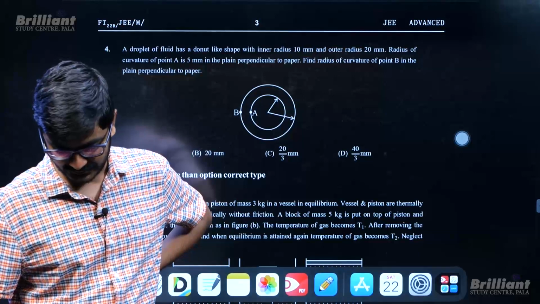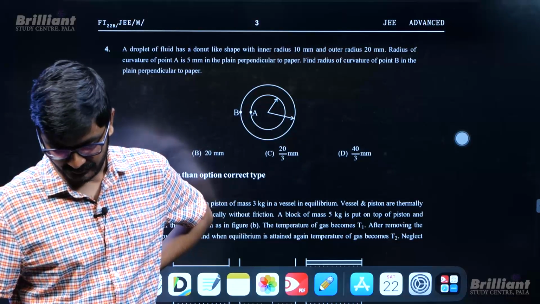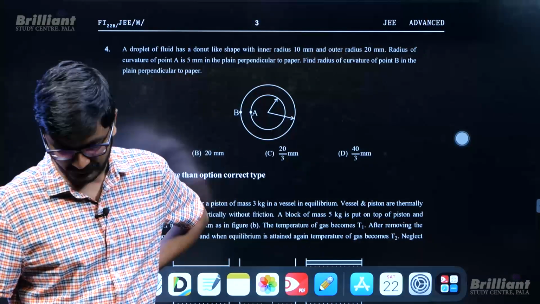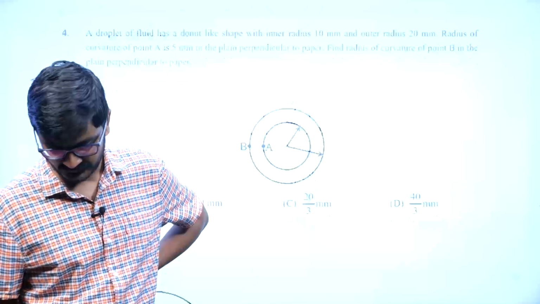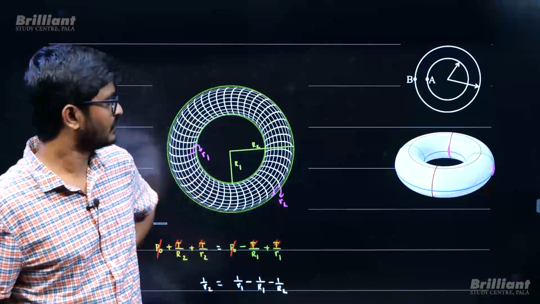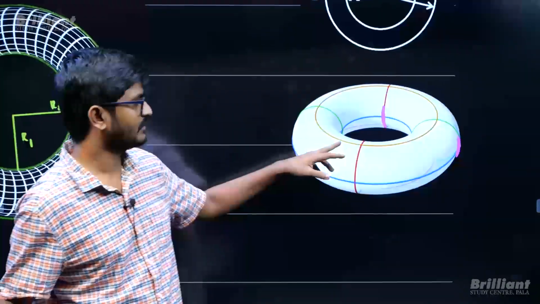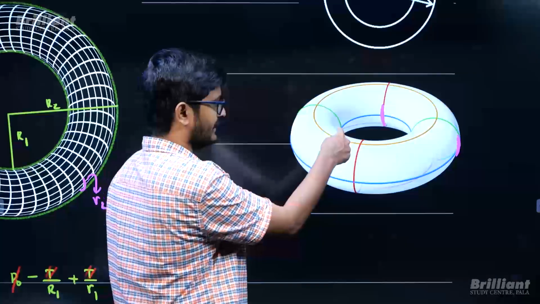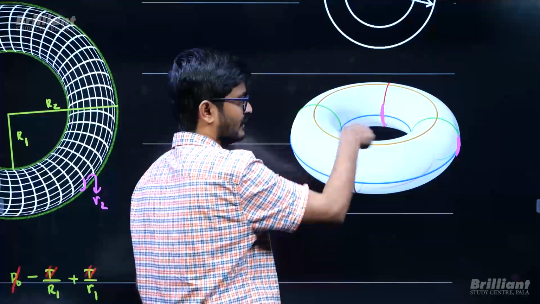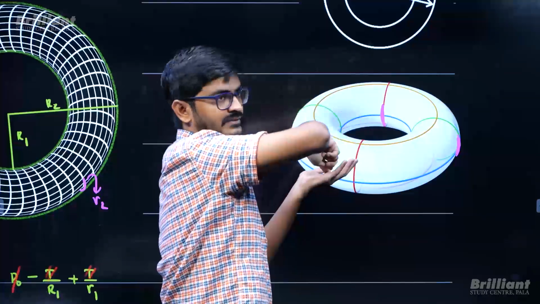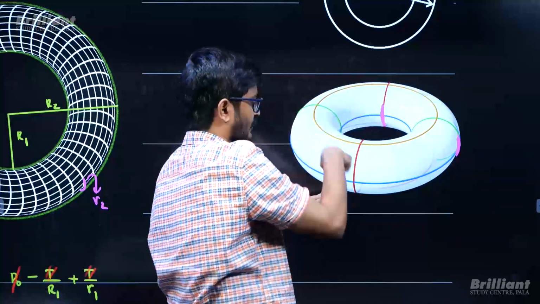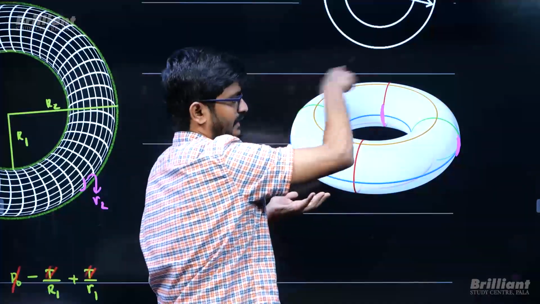Find the radius of curvature at point B in the plane perpendicular to the paper. So the donut is going to be like this. Now if you look at the inner part, this blue line is the inner circle that has one radius, and the outer blue line has another radius, this outer radius.